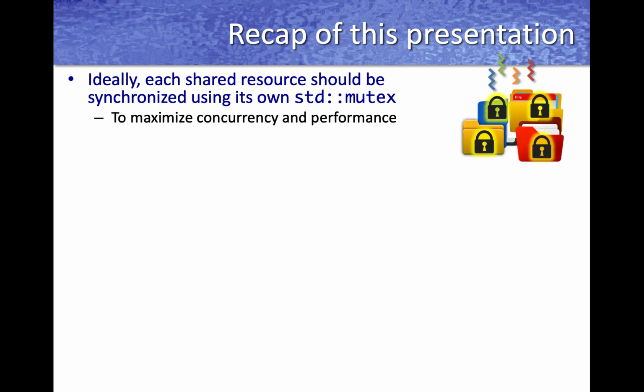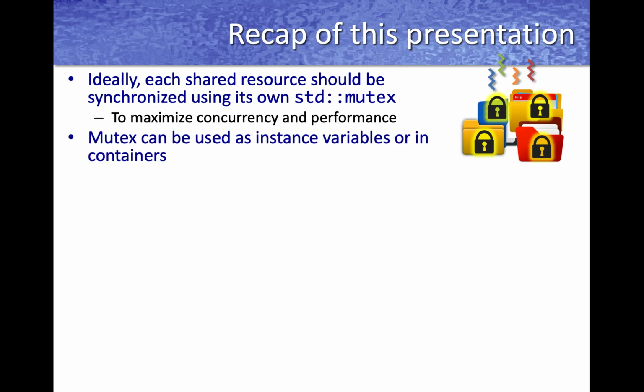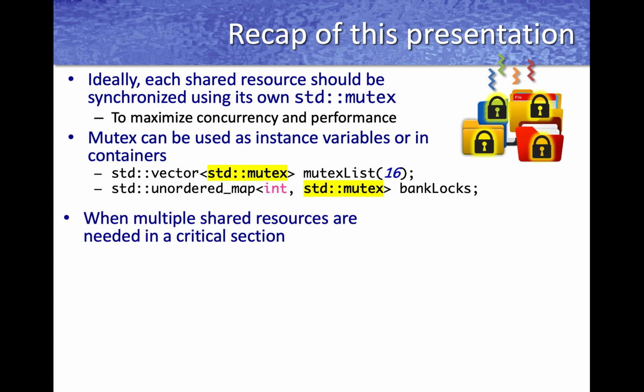So let's do a quick recap of what we learned in this presentation. We learned the idea that each shared resource should use its own mutex to maximize concurrency and performance. So you should always have this mental model of multiple mutexes, one for each shared resource. Mutexes are just like instance variables. They can be used in containers. You can use them in std::vector. You can use them in unordered maps.